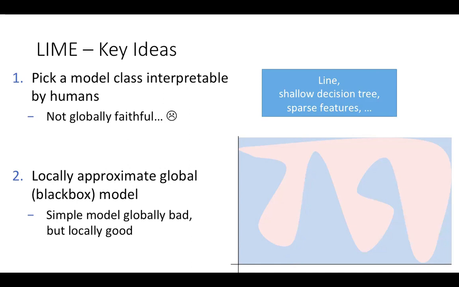So the partition looks like this, where on one side of the partition is the pink region, and the other side of the partition is the blue region. Okay, and it's a two-dimensional feature space, just imagine, without any loss of generality. So you have a partitioning like this.